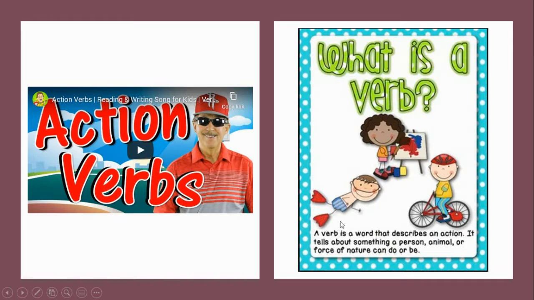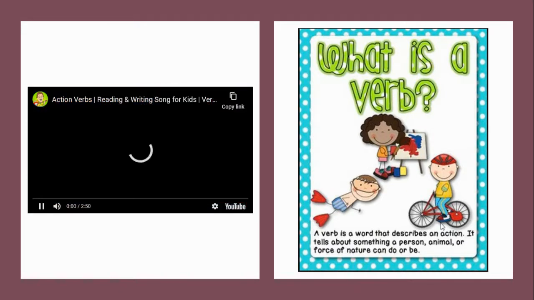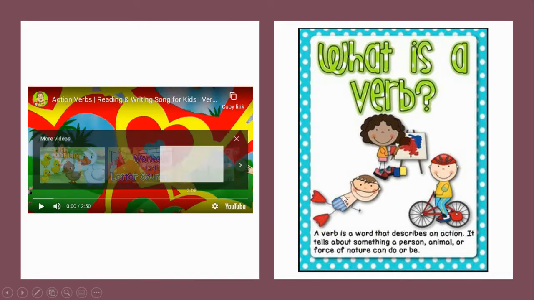These are great examples here. The boy is swimming. Swimming is a verb. That's something he's doing. The girl is painting in this picture. Painting is a verb. That's something that she's doing. And the boy here is on a bicycle. He is riding. Riding is our verb. That's something he's doing. Good. All right, we're going to move forward.